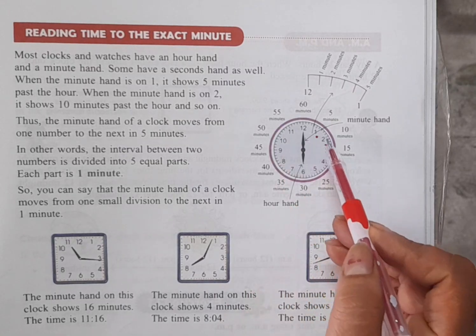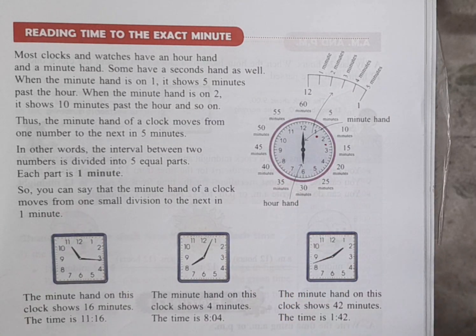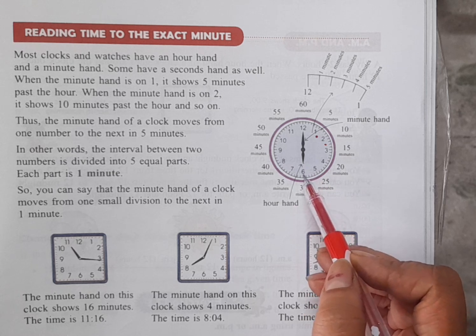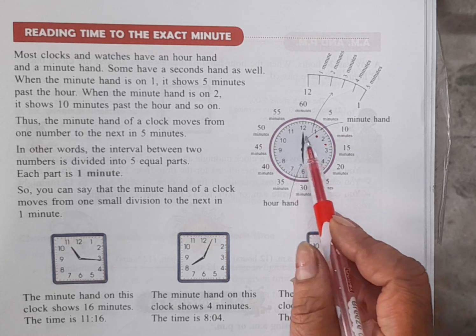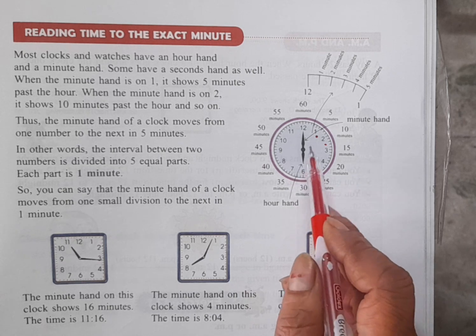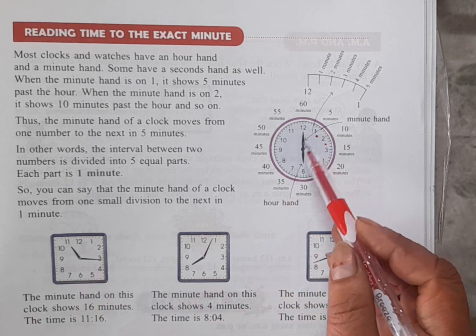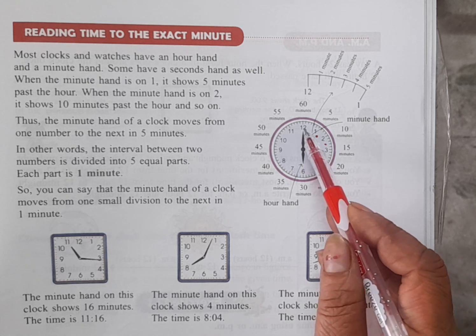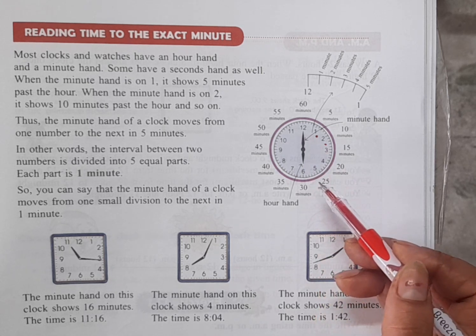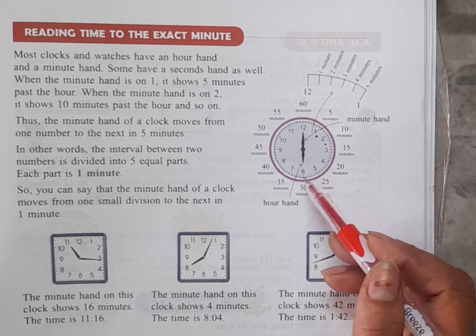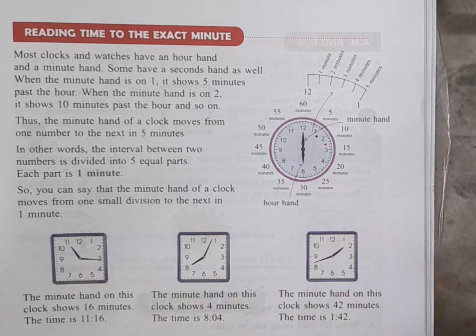When the minute hand completes one round on the clock, it means 1 hour has passed. If the hour hand is on 6, after 1 hour, when the minute hand completes its one round, the hour hand comes on 7, and it is 7 o'clock. Now in this clock it is 6 o'clock, because the minute hand is on 12. 12 fives are 60 minutes, and 60 minutes is equal to 1 hour, so it is 6 o'clock.